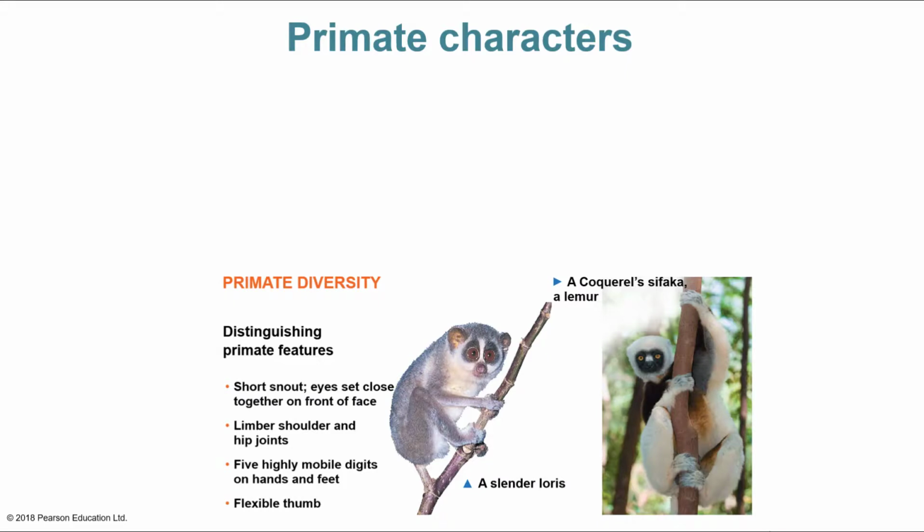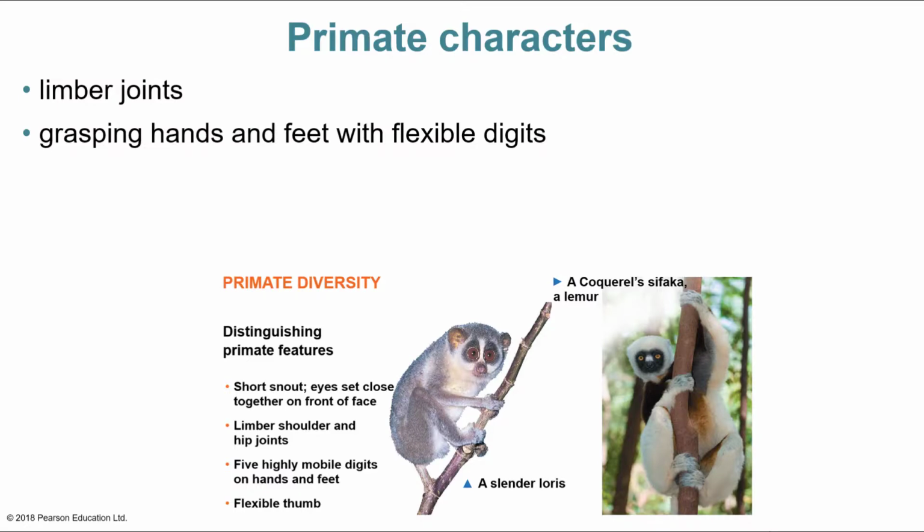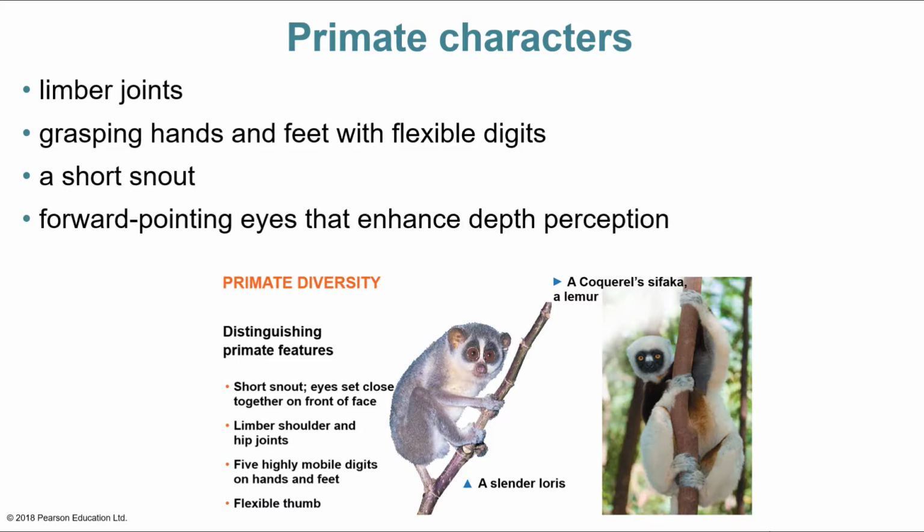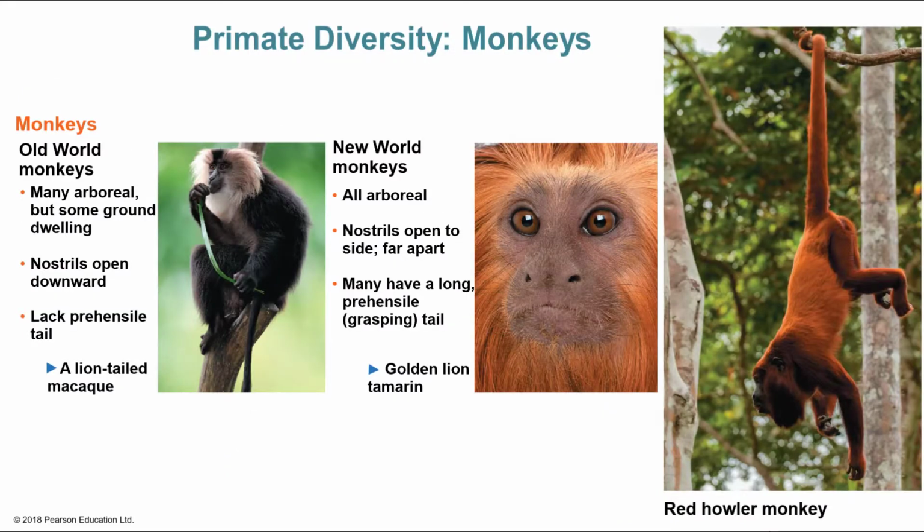So what are some of these primate characters? We see limber joints, again for movement in trees. We see grasping hands and feet, flexible digits. We see a short snout, forward-pointing eyes that allows for enhanced depth perception. Of course, if you are swinging through trees and grabbing onto branches, you have to be able to have that good depth perception. Animals that you see that don't have forward-facing eyes, think of a horse, they don't have very good depth perception. First on our primate list, we'll take a look at the monkeys.